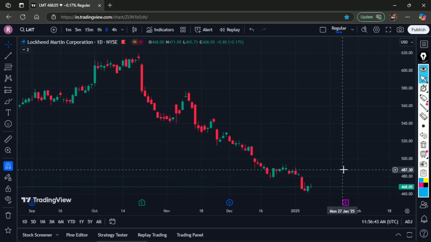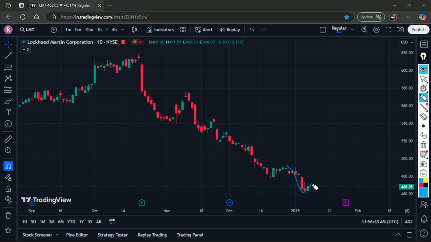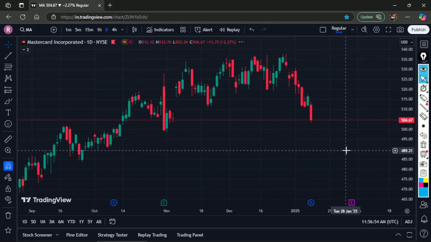In LMT it's still negative, as we can see it tried to go downside. A retracement can happen here, and if it goes downside, then it will be a negative scenario for us.